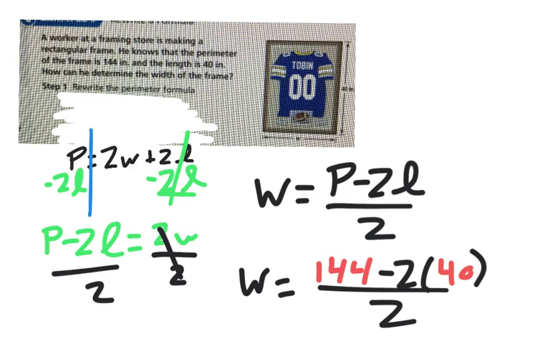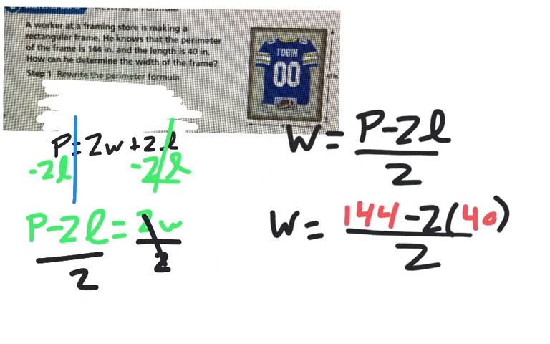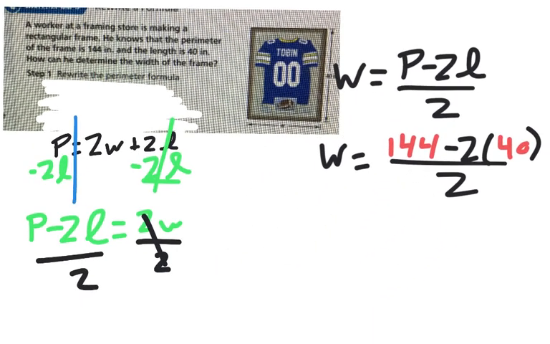If you have a scientific calculator, you can put all this in at once. It'll do it all for you. And hopefully we all have a scientific calculator. So when I plug that in, that should be 144 minus 80 is 64. 64 divided by 2 is 32. So the width of the frame is 32 inches.